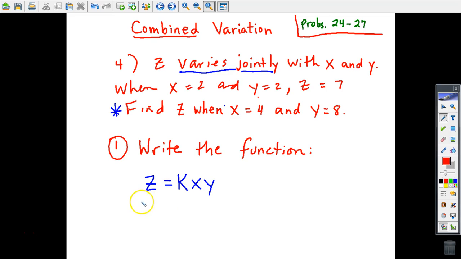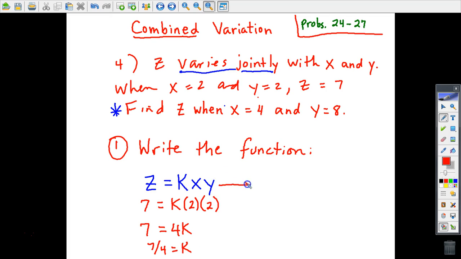If you replace z with 7, again, we don't know what k is yet, but by knowing what all the other variables are, we can solve for k. Okay, so we got 7, and I'll just turn that around, equals 4k. And if you divide both sides by 4 to solve for k, you get k is 7/4.